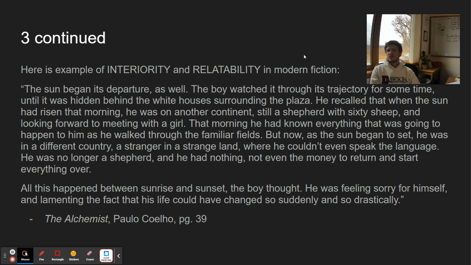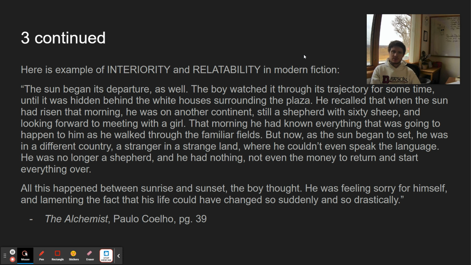The boy watched it through its trajectory for some time, until it was hidden behind the white houses surrounding the plaza. He recalled that when the sun had risen that morning, he was on another continent, still a shepherd with 60 sheep, and looking forward to meeting with a girl. That morning, he had known everything that was going to happen to him as he walked through the familiar fields, but now, as the sun began to set, he was in a different country, a stranger in a strange land, where he couldn't even speak the language.